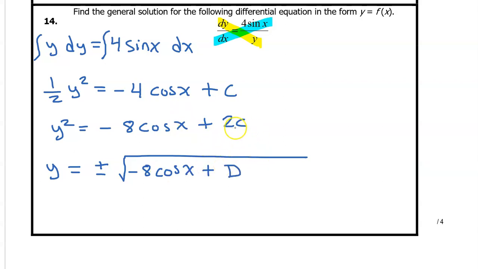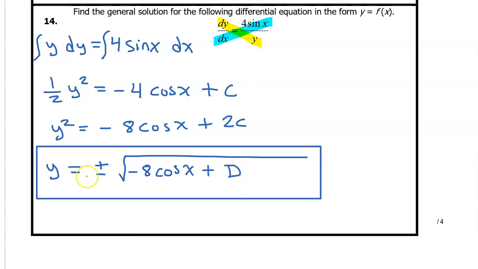2 times a constant is just another constant. Let's call it d. This is the general solution of the differential equation in the form y equals f of x. You could leave 2c instead of d if you wanted to.